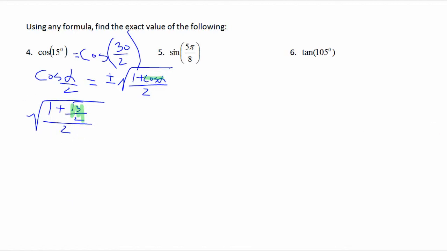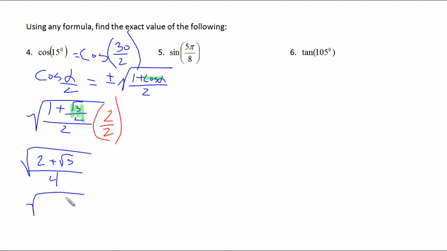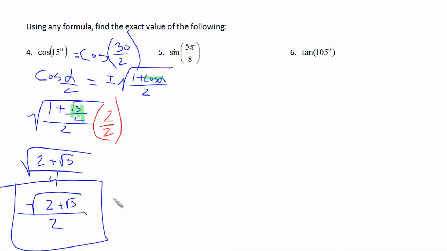First thing I'm going to do now is multiply top and bottom by 2 over 2, which is just 1. That's going to give me the square root of, distribute this, 2 plus, and the 2's cancel here from the denominator with this 2, radical 3 over 4. And what that does for me is it allows me to take the square root of the top and the bottom, and this simplifies down to 2 plus radical 3 all over just 2, the square root of 4, which is 2.